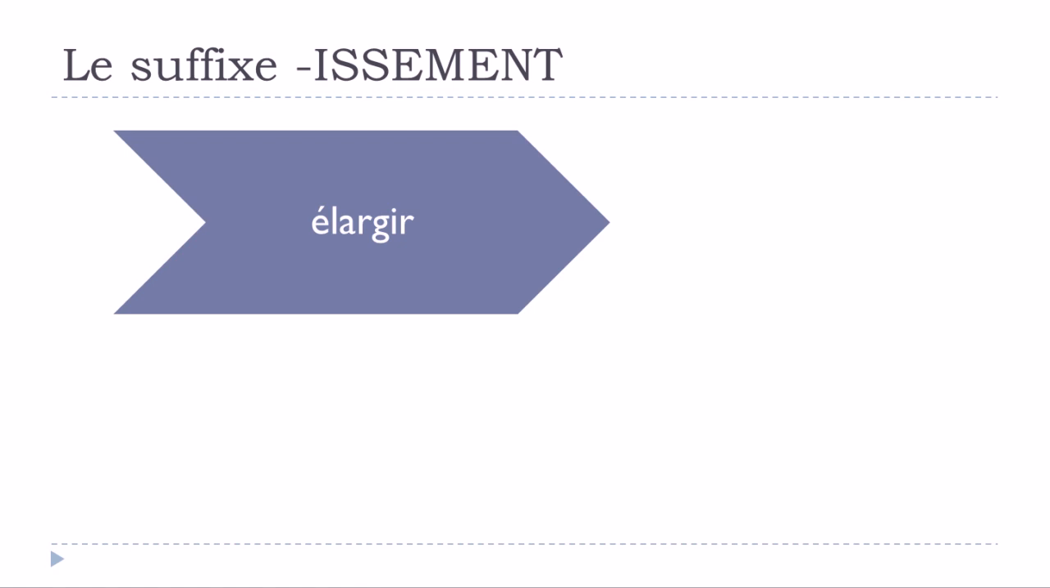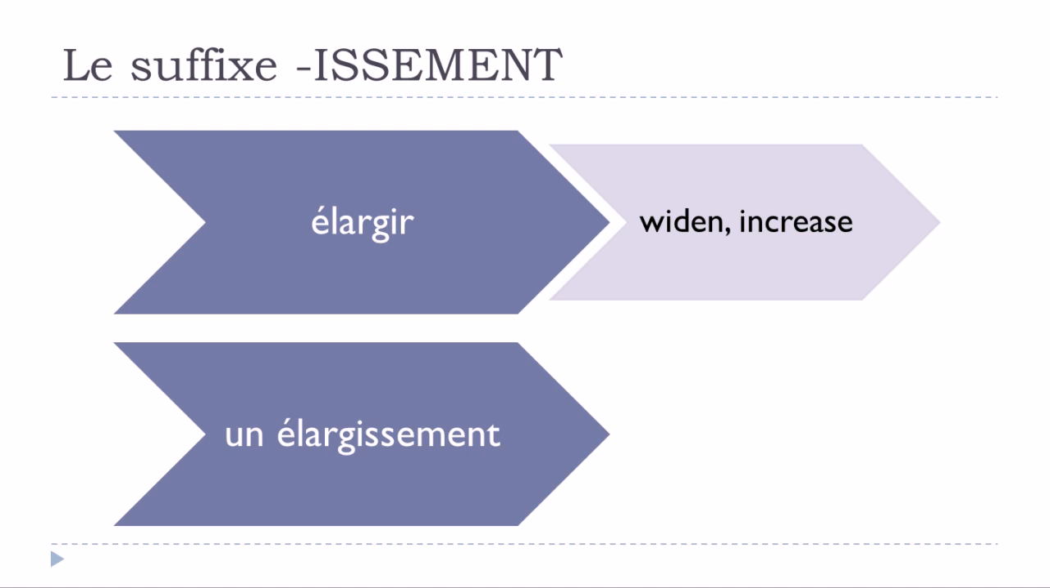The first one, élargir, and you can see here the translation in English. Un élargissement. As we saw, you just need to take away this -ir from the verb and replace it with -issement, and then you get un élargissement. Élargir, un élargissement.